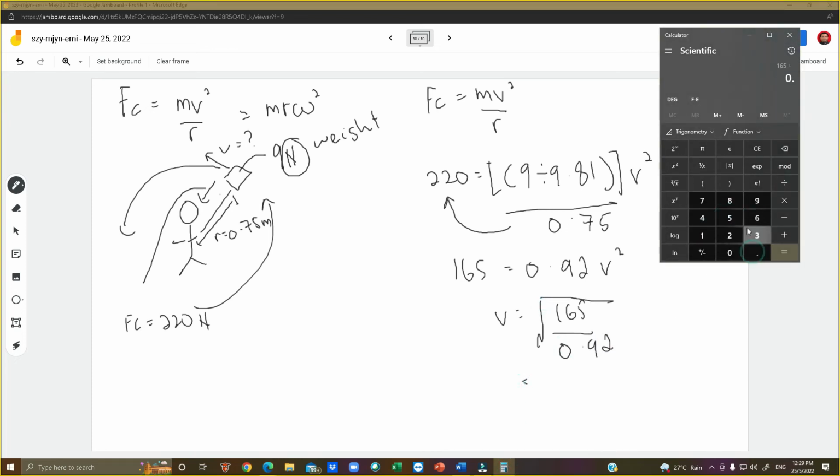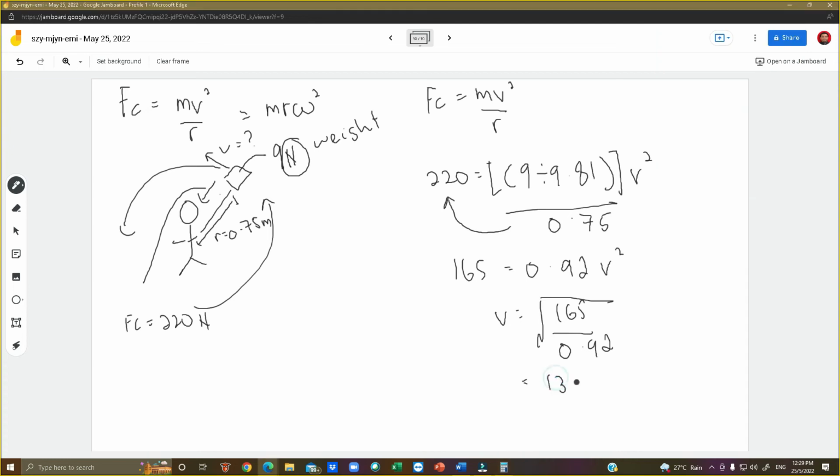165 bahagi 0.92. The answer will be square rooted 13.39. 13.39 meter per second. Ini antara contoh-contoh pengiraan based on centripetal force. Okay, and how we want to play around with centripetal force. Okay, let's try another one.